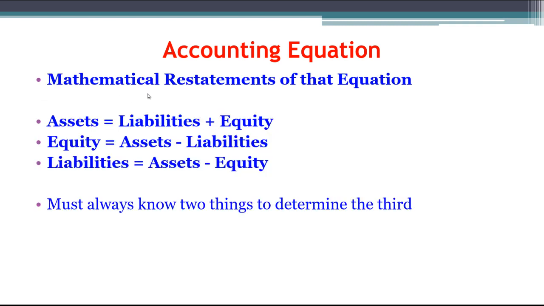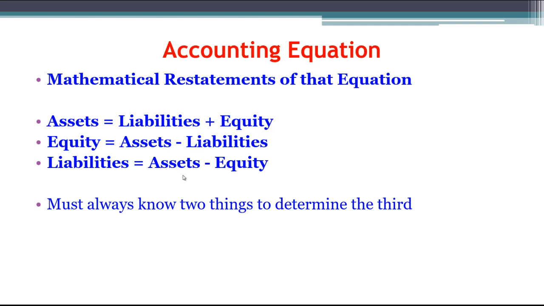Now, the good news is, since it's a pretty simple equation, we can use just a little bit of very basic math and restate that equation. So the first equation, of course, is assets equals liabilities plus equity. But if we're trying to find equity, we can just take assets minus liabilities. That does the same thing that we did up here. We're just solving for a different one of those numbers. Liabilities, we can say assets minus equity. Basically, these three equations are all the same equation. It's just a different number of the three you're looking for.